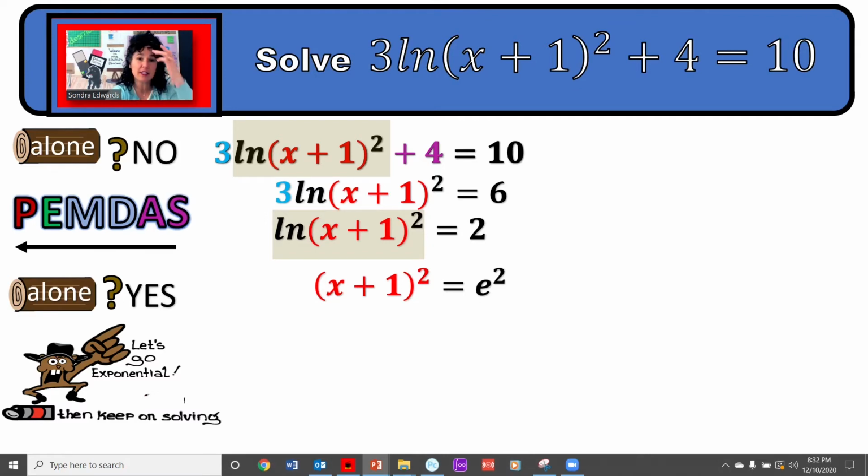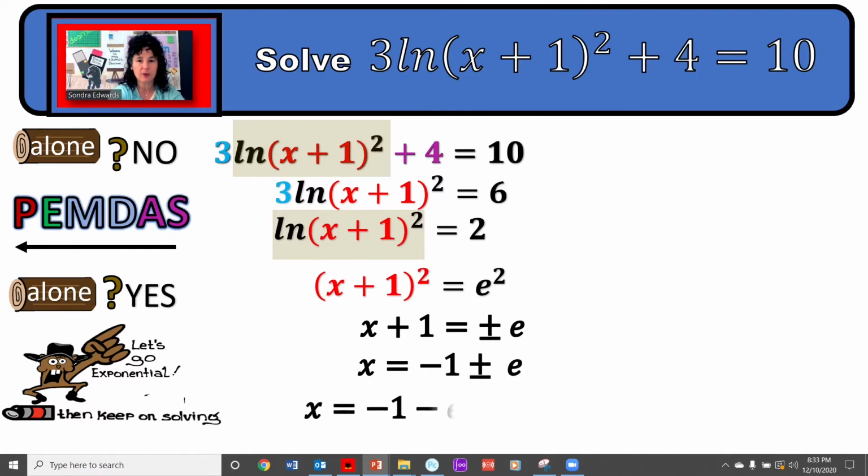All right, solving this equation, I could take the square root of both sides. And when I square root that right side, I get positive and negative e. Okay, continuing to get x by itself, I'm going to subtract over 1. So we have 2 possible solutions, -1 minus e and -1 plus e.